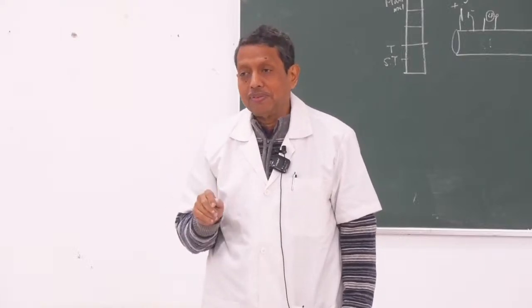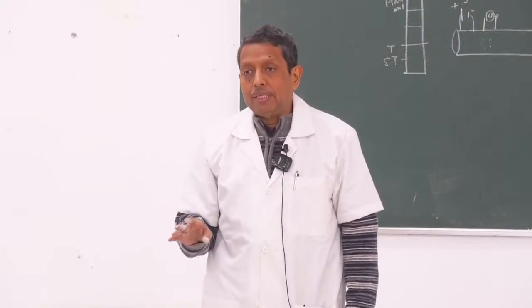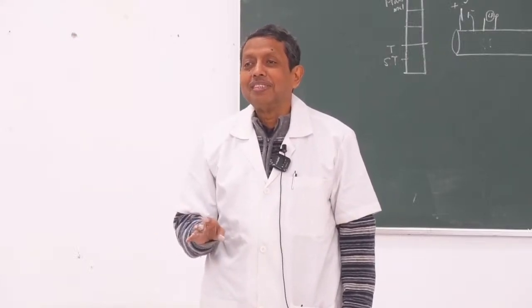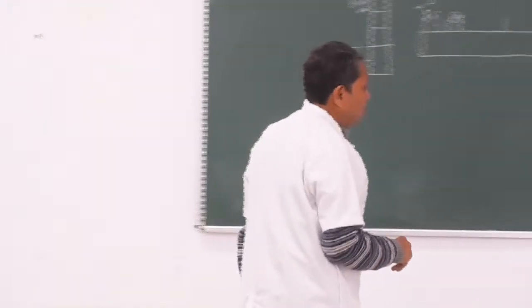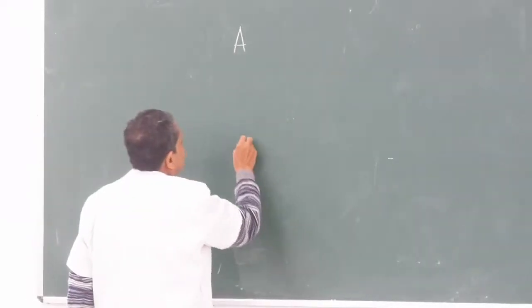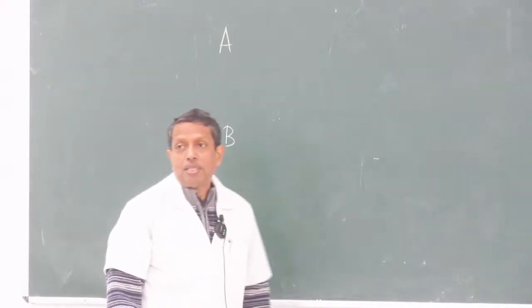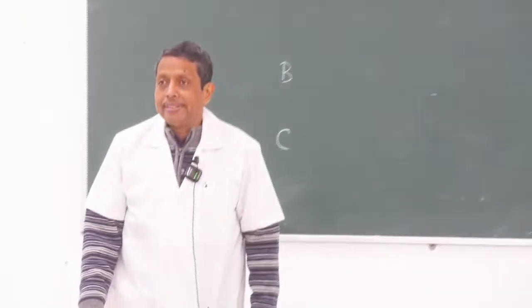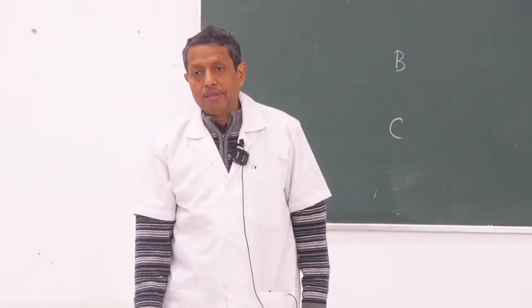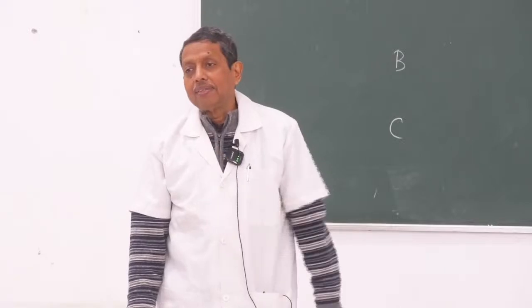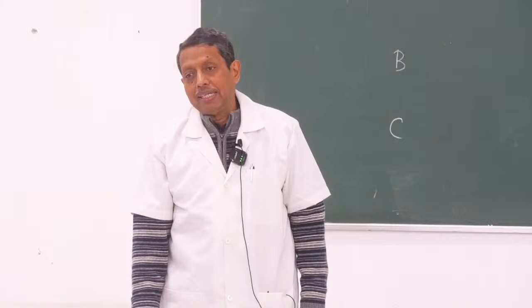Erlanger and Gasser's classification is A, B, C. It includes all sorts of fibers, motor or sensory. These are the groups of fibers: A, B, and C. And A is further divided into four groups: alpha, beta, gamma, delta.